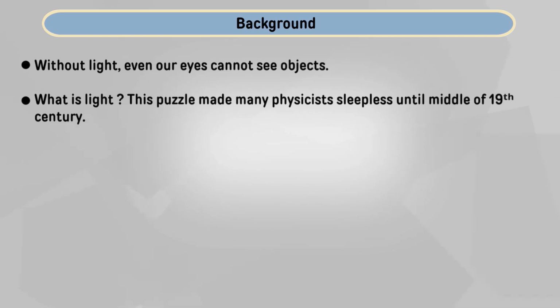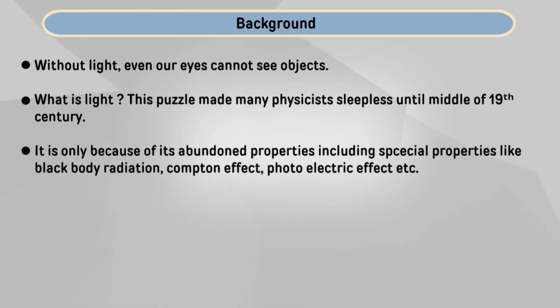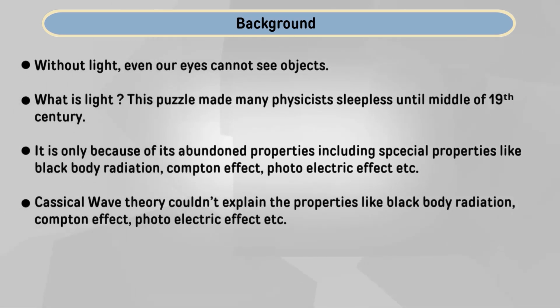It is really a mysterious phenomenon, the propagation of light in vacuum or in a medium, because of its abundant properties. We listed many properties in one of the lectures related to the introduction of quantum theory, and also mentioned that there are certain special phenomena like black body radiation, the Compton effect and the photoelectric effect, and classical physics is not adequate to explain these properties.